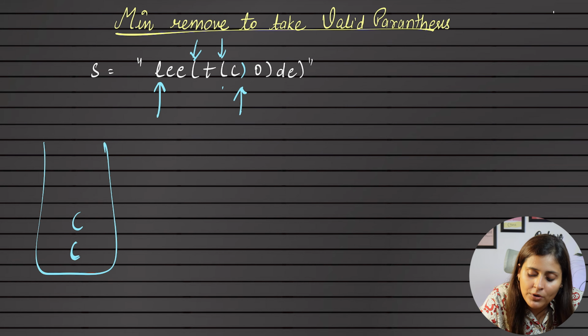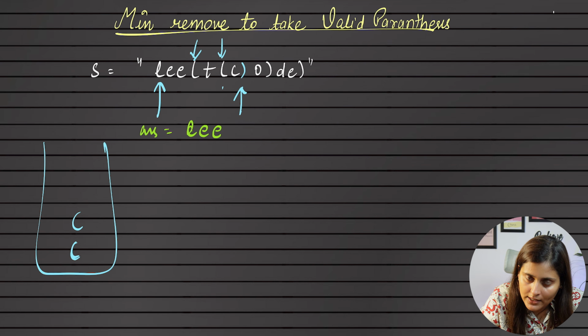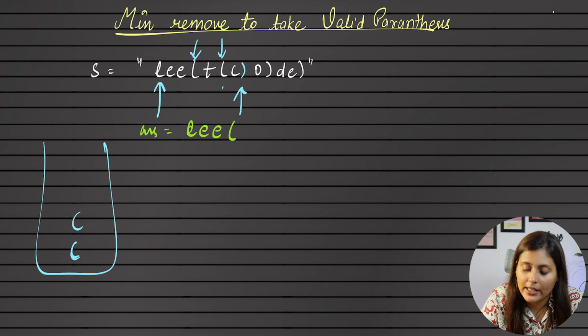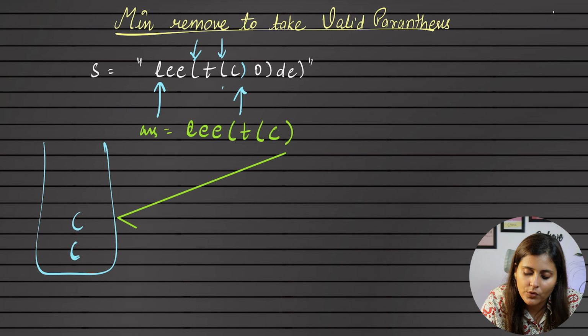Whenever we encounter any character, in our answer we will add L, E, E, done. This also, should we add? Let's think. Okay, T, this, C, yes, closing bracket. Now for the closing bracket, I'll check, hey, did we have what?